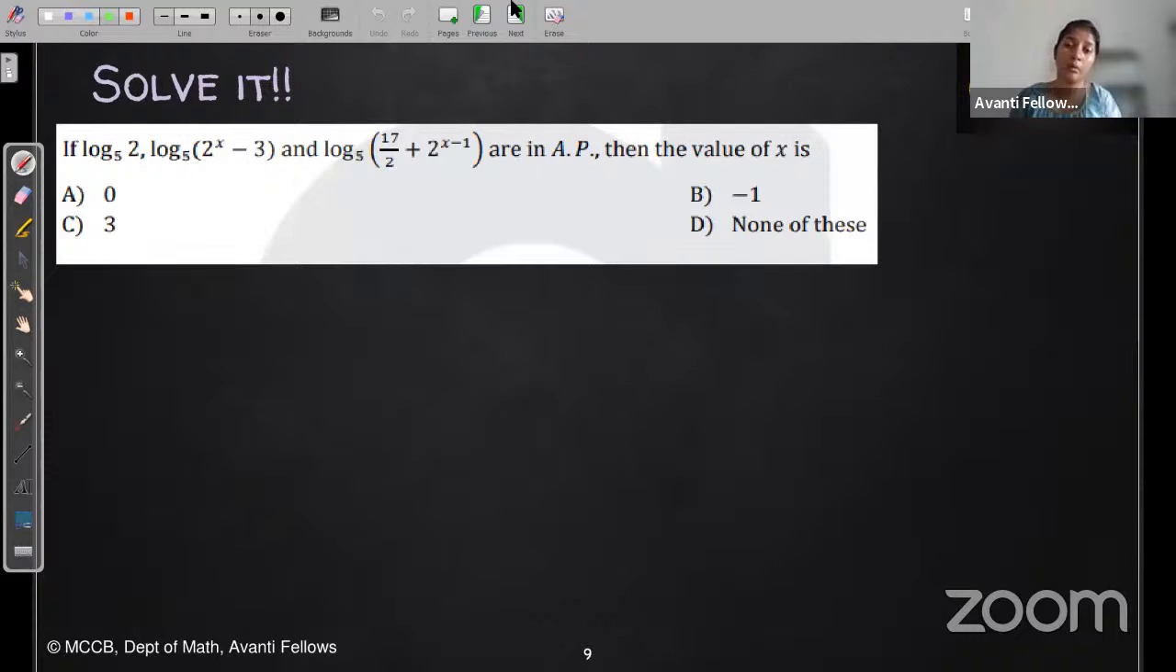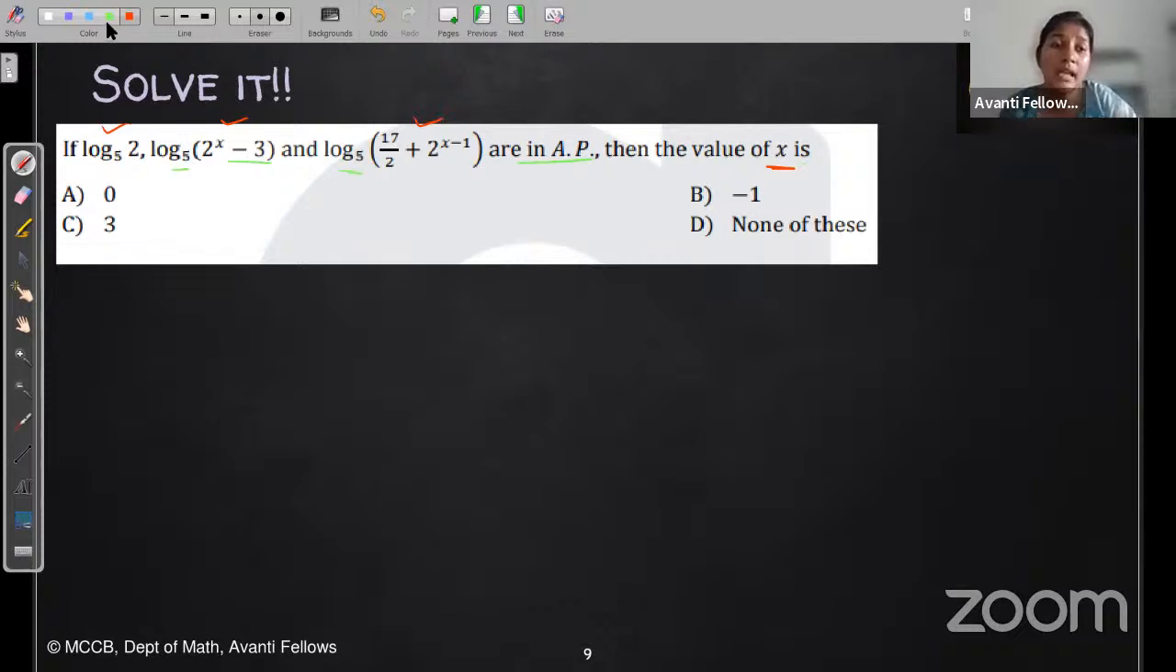Next we have one more question here. So what is this question? If log 2 to the base 5 and log 2 raised to x minus 3 to the base 5 and log of 17 by 2 plus 2 raised to x minus 1 to the base 5 are in AP, then the value of x is. They're saying that these 3 terms are in AP and they're asking us to find the value of x.